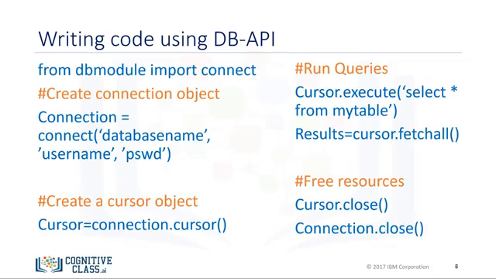Let's walk through a Python application that uses the DB API to query a database. First, you import your database module by using the connect API from that module. To open a connection to the database, you use the connect function and pass in the parameters, that is, the database name, username, and password. The connect function returns a connection object. After this, you create a cursor object on the connection object. The cursor is used to run queries and fetch results. After running the queries using the cursor, we also use the cursor to fetch the results of the query.